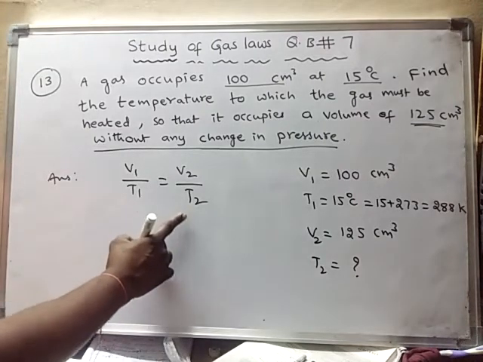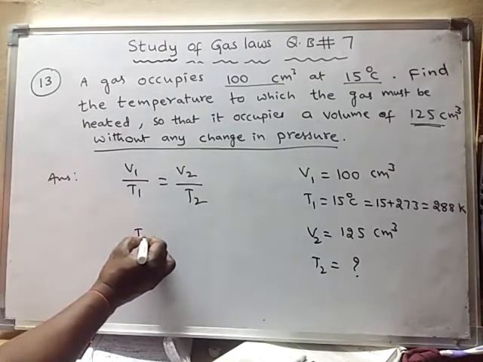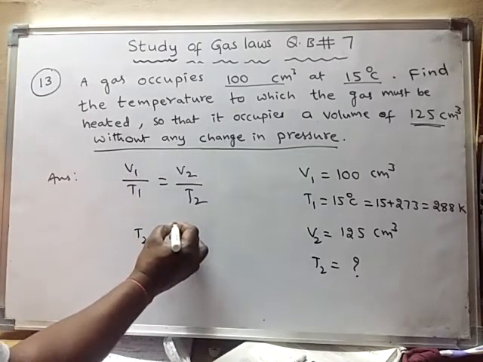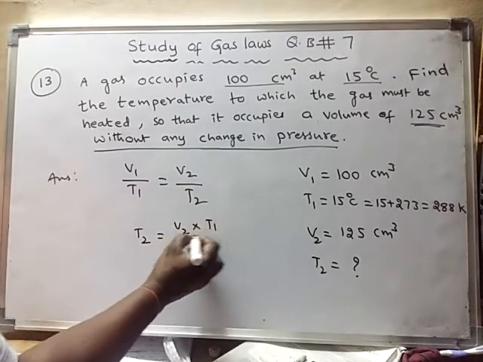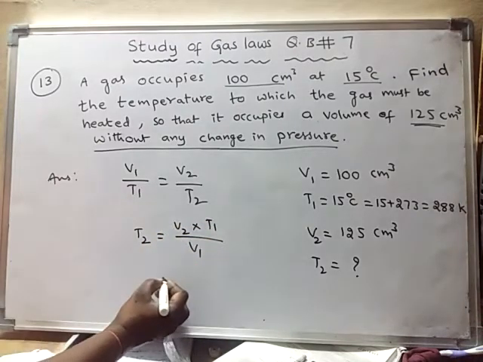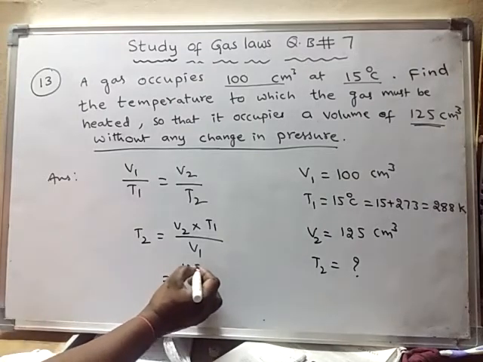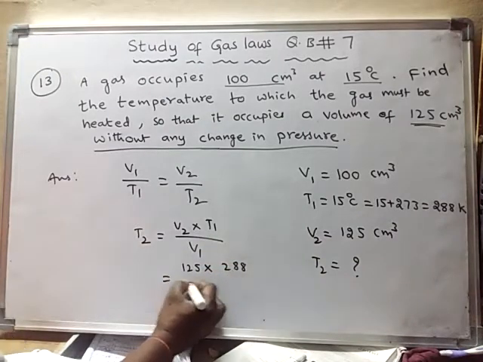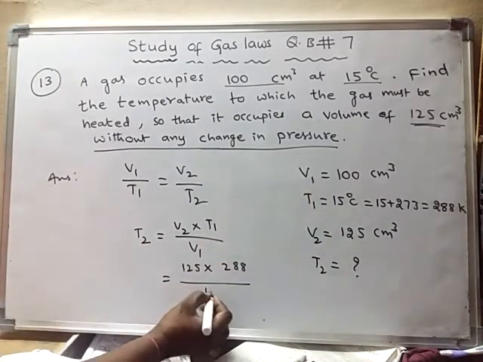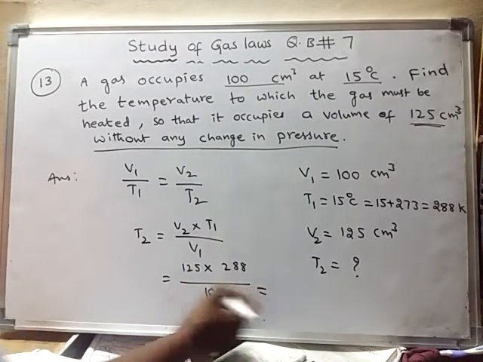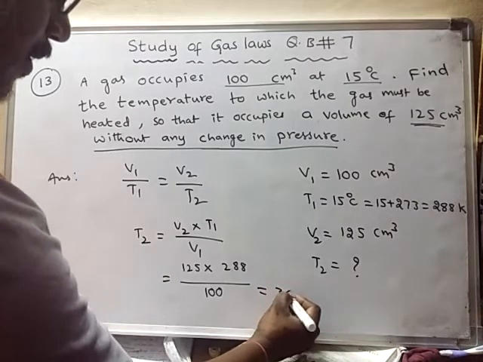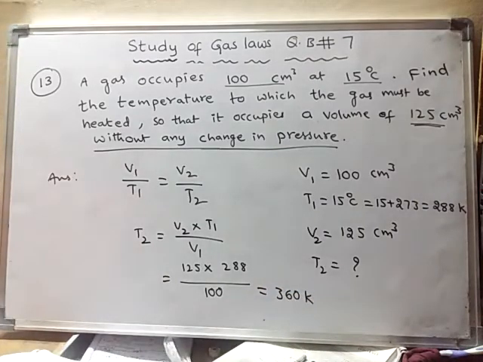Upon rearranging, T2 will be equal to V2 into T1 by V1. V2 is 125, T1 is 288 Kelvin, and V1 is 100. Upon calculating, you will get 360 Kelvin.